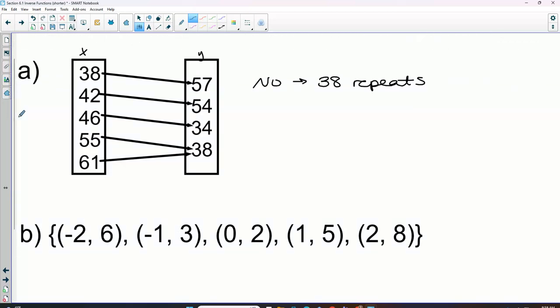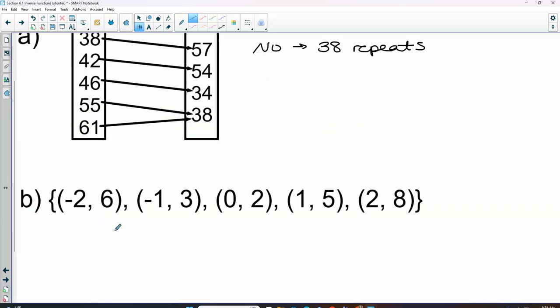Is B one-to-one? Yes. Notation I use for one-to-one a lot is just 1-1. So if you see me write that, that means one-to-one. The y is never repeated here.